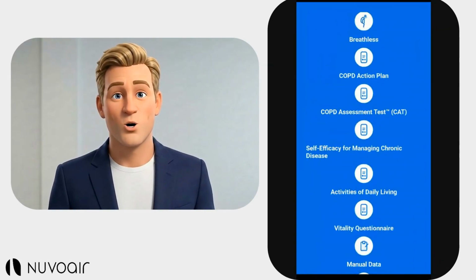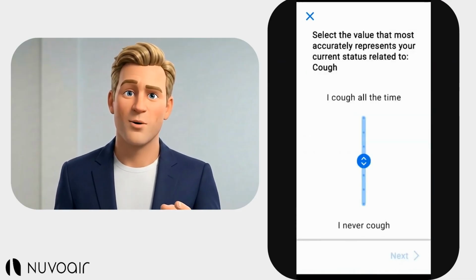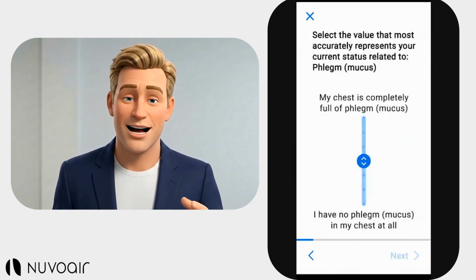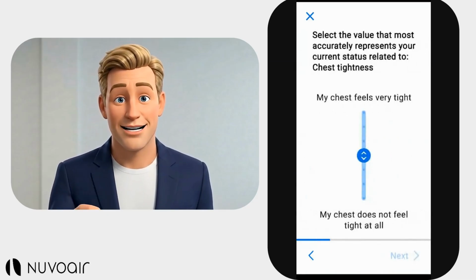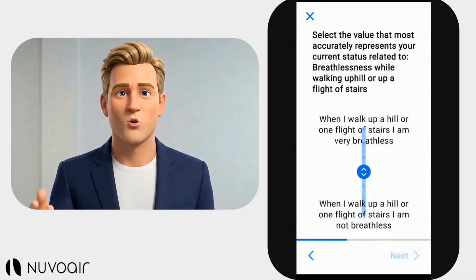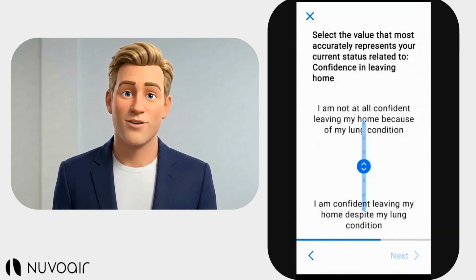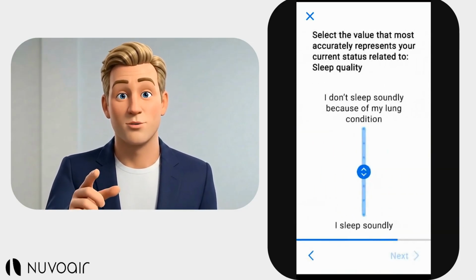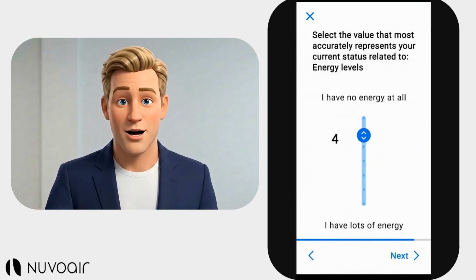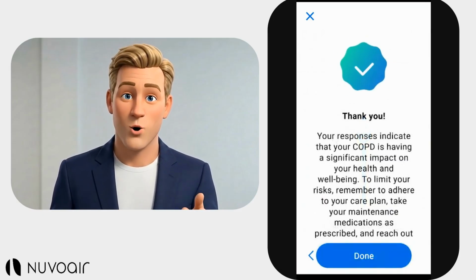Ooh, my favorite shortcut. I pressed the blue button with the white plus sign. Here, you can access all of the tests, questionnaires, and the manual data. I selected the COPD assessment test to give you a feel for it. Select the number which best fits your symptoms for the day, and press Next in the lower right-hand corner.